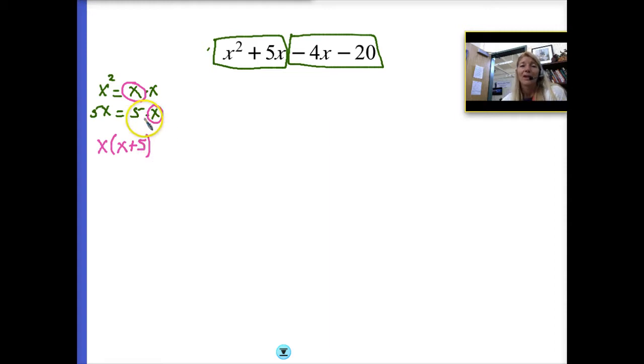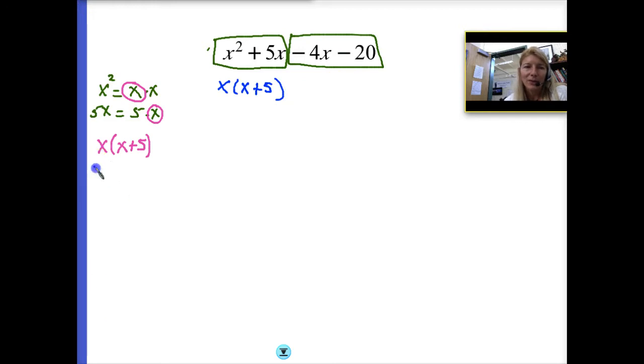So if you think about this, Jazz, that's the same thing as what you were doing when you were factoring out your GCF. And so now we've factored out this first one. So what I'm going to do is I'm going to write for you this x times x plus 5 right next to it. And now we can go ahead and start factoring this second group.